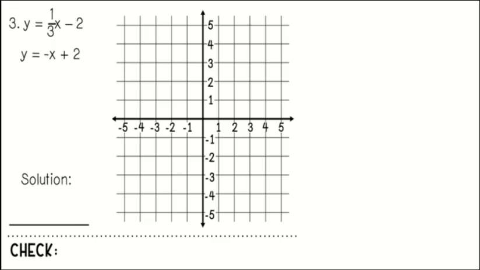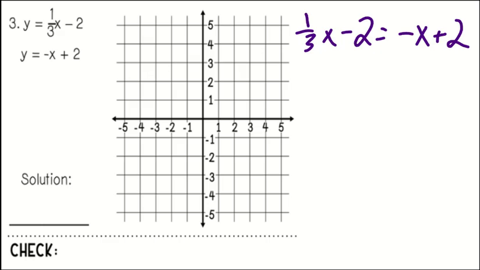So let's look at this one. We've got y equals 1/3 x minus 2 and y equals negative x plus 2. And where they intersect, I'm not going to graph that one. I'm just going to set them equal to each other and solve. So I've got 1/3 x minus 2 equals negative x plus 2.